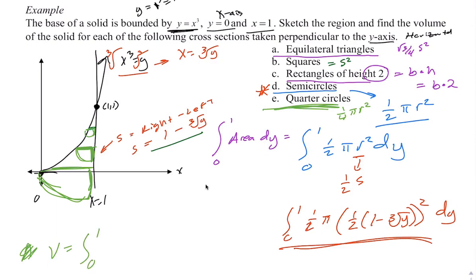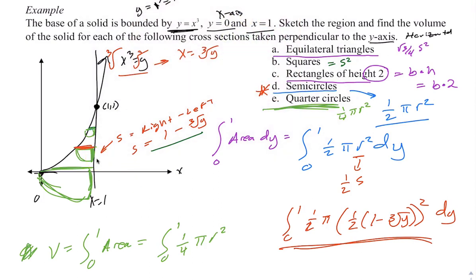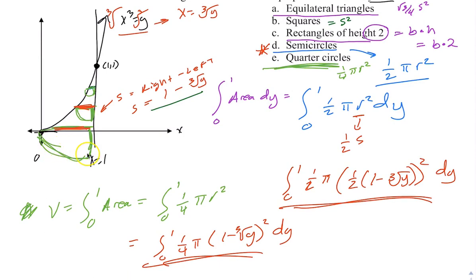The integral from 0 to 1 of the area formula, which in this case is the integral from 0 to 1 of 1/4 pi r squared. But in this case, the s is the exact same thing as the r. The radius is the length of the side. So my formula is just going to be the integral from 0 to 1 of 1/4 pi s squared, so (1 minus cube root of y) squared dy. And that is it. That is the volume of known cross sections.